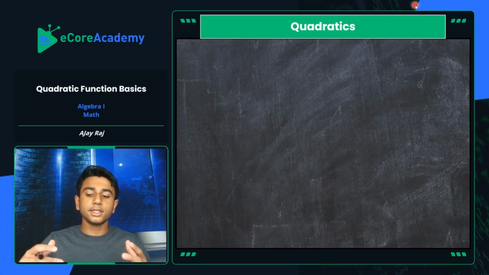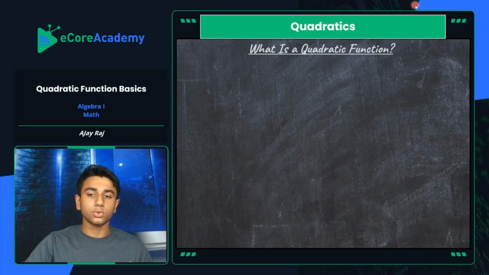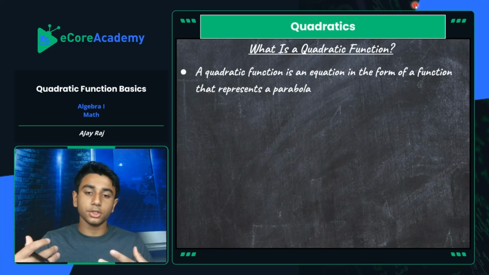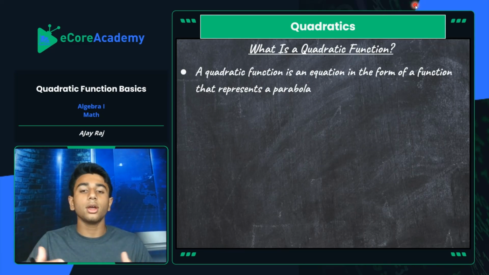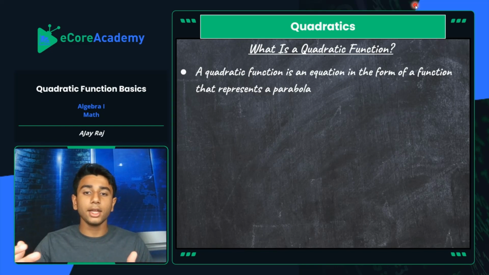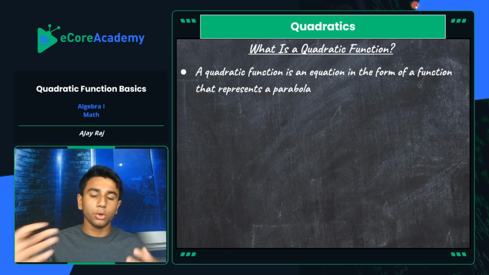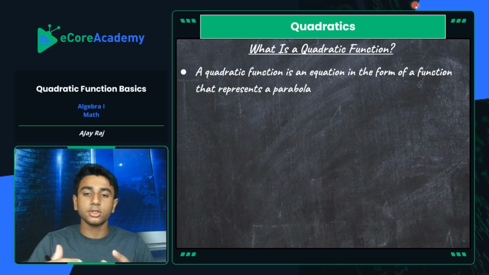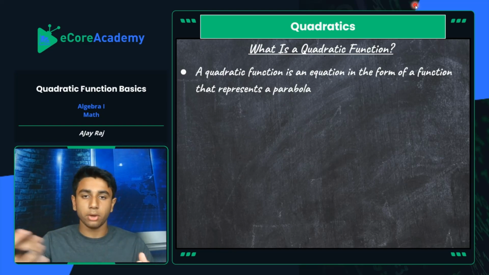So quadratics. Let's take a look at the essential quadratics. What exactly is a quadratic function? A quadratic function is an equation in the form of a function. It's a type of function that represents a parabola. So this is a function that's going to create a parabola, just like your linear equations create your lines, your line graphs that go on infinitely in both directions. This new type of function, the quadratic function, is going to create a parabola, a parabolic curve.